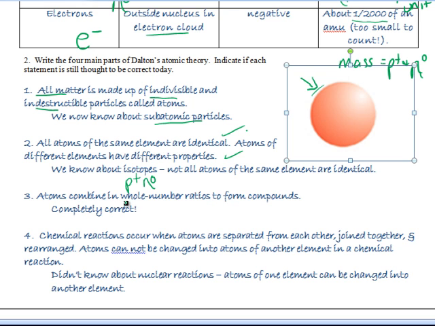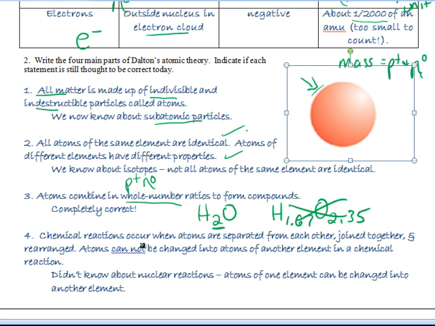Number 3, atoms combine in whole number ratios. That is absolutely true. If you look at a formula, you're always going to see whole numbers. You're never going to see H, 1.670, 2.35. That'll never occur. It's always going to be whole number ratios.